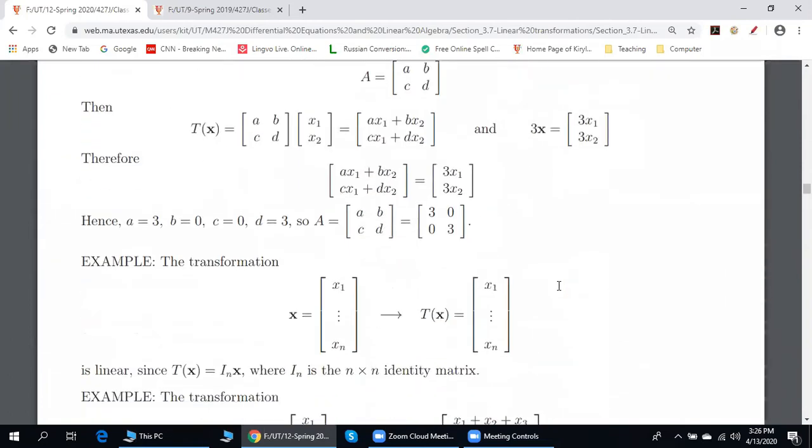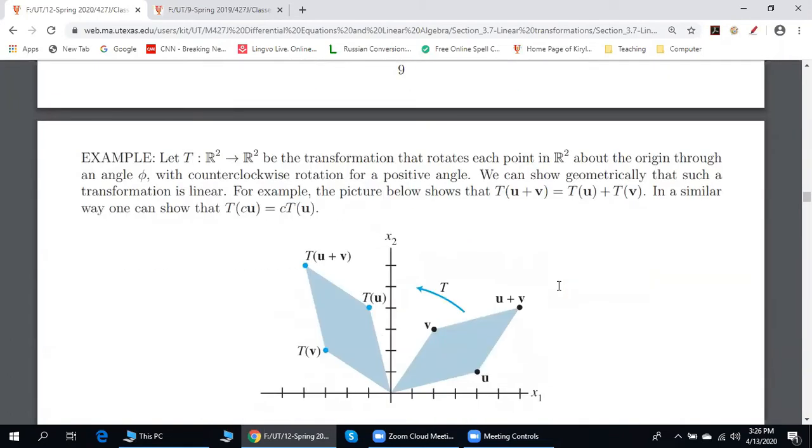Let me show you a pretty non-trivial application of this theorem. Please take a look at this example. Let us consider the following transformation from R2 to R2, namely a rotation. First of all, I am about to show you that when we rotate a vector about the origin, this is a linear transformation. This picture shows why property number 1 is true.